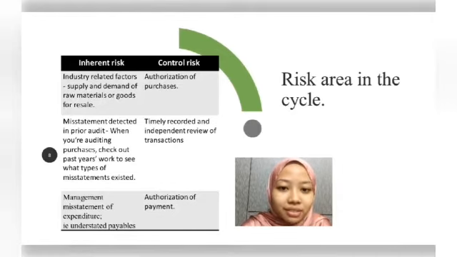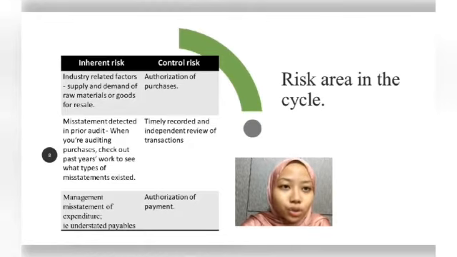The second point for the inherent risk is misstatement detected in prior audit. When you are auditing purchases, check past year work to see what types of misstatement existed. Lastly is the management misstatement of expenditure, for example, understated payable. Okay, now I will explain the control risk.